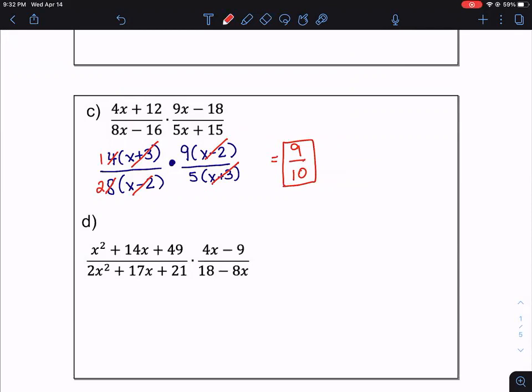Okay, so one more time, you guys can start at D if you'd like. You're going to factor everything completely on each fraction. Look at the numbers first, deal with those, and then cancel any like factors. Okay, so D is going to be a little bit more work, but I think you guys are up for the challenge. So why don't you guys try D?